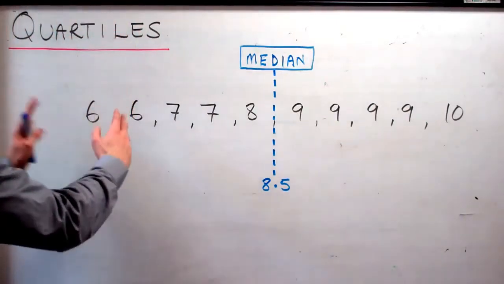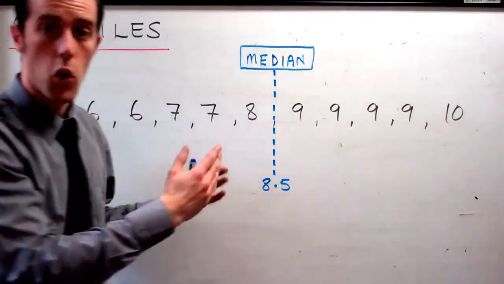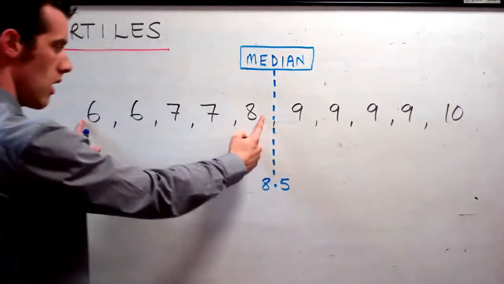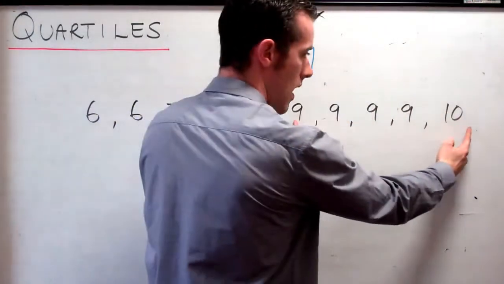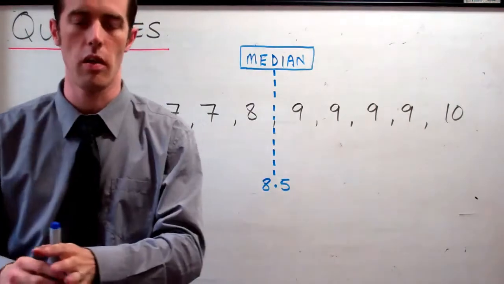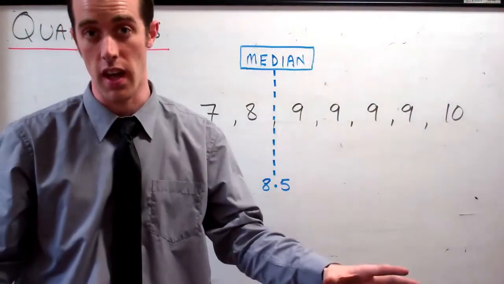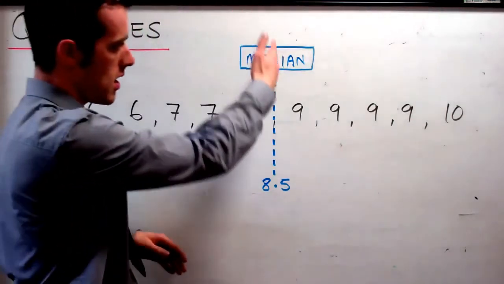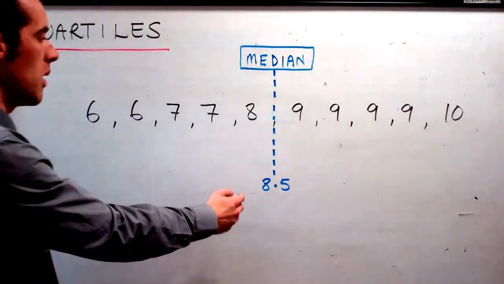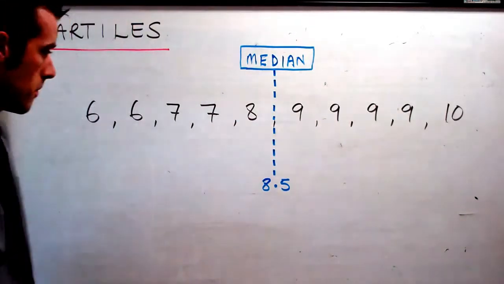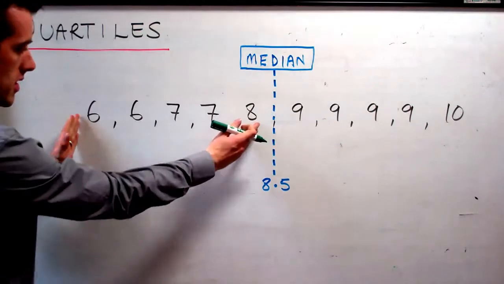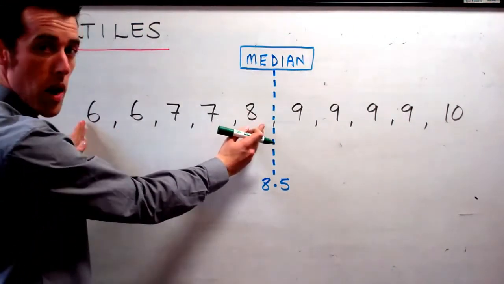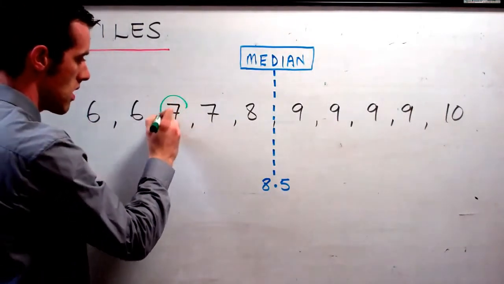Now, the median halves the data set, and quartiles quarter the data set. So this is now half of your data set, and this is the other half. A lot of you will be familiar with the term for quartering: half it and then half it again, and that's really what we do with quartiles. If we half the data set, that's the median, so that's 8.5. Then we take each half and half it again. What number is in the middle of this part of the data? Well, it's 7.